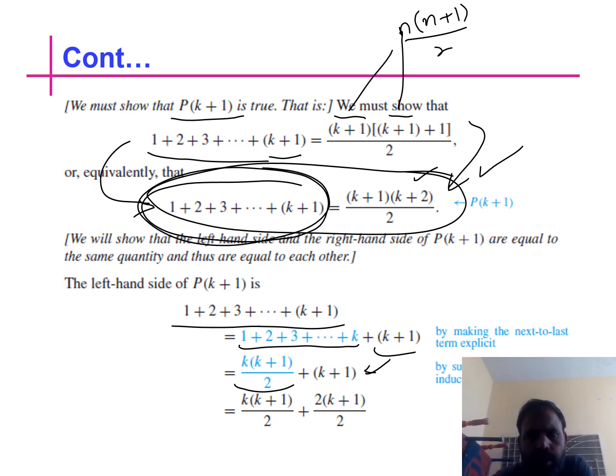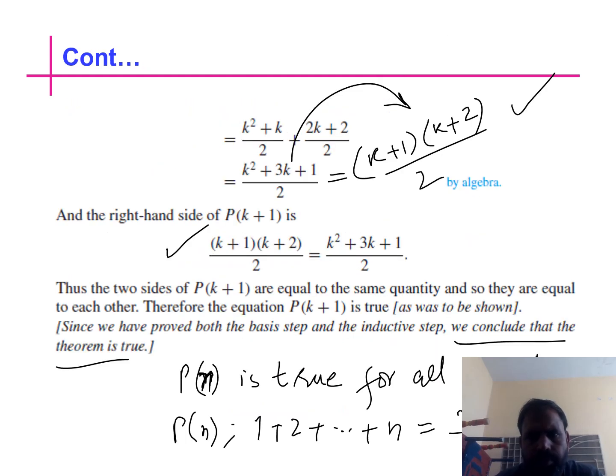The left hand side of p of k plus 1 is 1 plus 2 plus 3 plus up to k plus 1. This will become 1 plus 2 plus 3 plus up to k, plus k plus 1, by making the next to last term explicit. Then this will become k into k plus 1 by 2, plus k plus 1. If we add these two terms, we divide and multiply by 2, then it will become k into k plus 1 by 2 plus 2 into k plus 1 over 2. So the answer will become k square plus k by 2 plus 2k plus 2. If we solve it by algebra and take the LCM, then this will become k plus 1, k plus 2. The answer will be k square plus 3k plus 2 by 2.